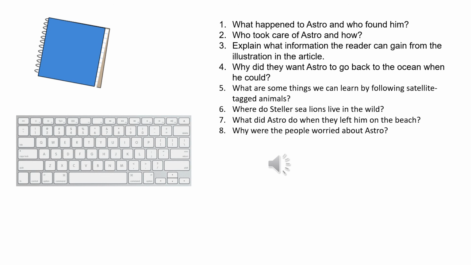4. Why did they want Astro to go back to the ocean when he could? 5. What are some things we can learn by following satellite-tagged animals? 6. Where do stellar sea lions live in the wild? 7. What did Astro do when they left him on the beach? 8. Why were the people worried about Astro?